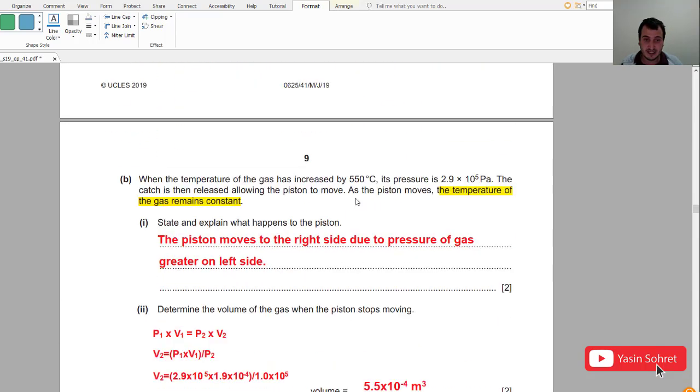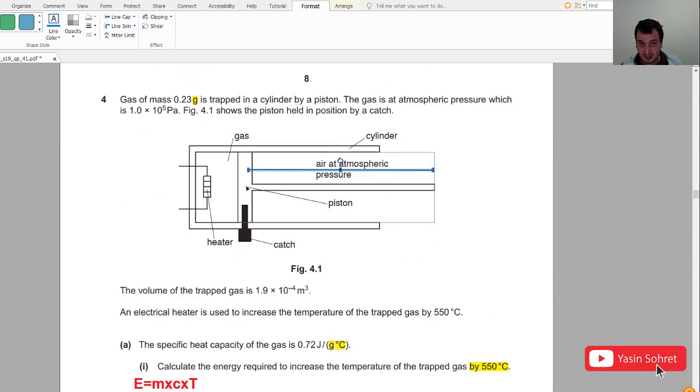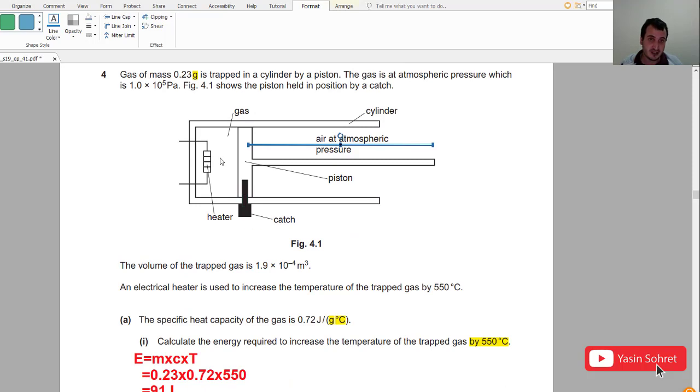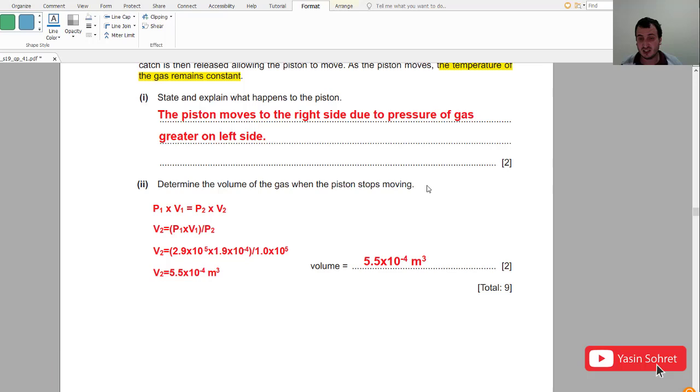So what is going to happen? The piston moves to the right side because the pressure of the gas is greater than on the left side. When the piston moves to this side, it is going to be balanced with atmospheric pressure. It increases the volume to reduce the gas pressure, because the catch has already been removed and the piston can move from left to right. When you remove the catch, the gas pressure pushes the piston to the right side to make both sides equal. So determine the volume of gas when the piston stops moving.